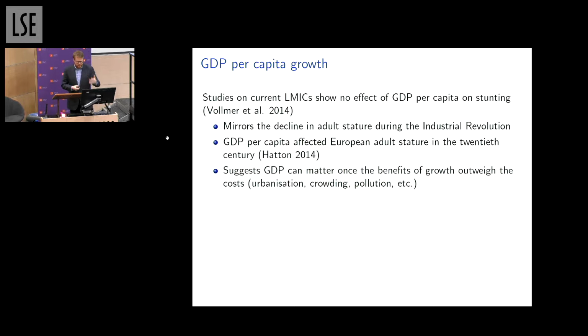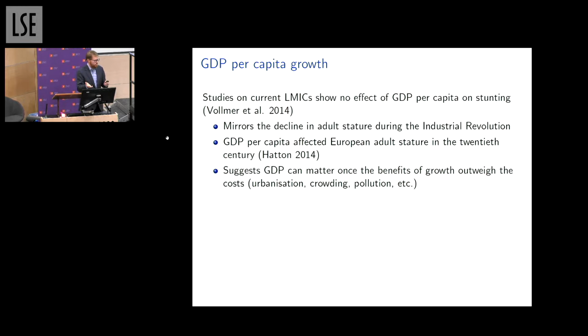If we take this a bit further, that's kind of just some nice graphs, but Vollmer et al. actually looked at the effect of GDP growth on child stunting in that joint malnutrition estimate database. And they found that there's no effect of GDP per capita growth on stunting. And I think this shouldn't be surprising to us as historians, right?